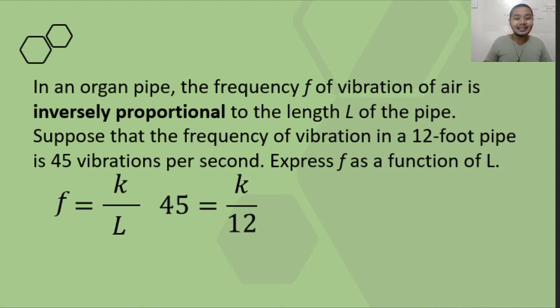Next na gagawin natin dito, isolve muna natin yung constant of proportionality. So in our case, we're going to multiply this equation by 12. So in that case, k will be equal to 540. Ano next na gagawin dyan, using this one, yung f is equal to k over L, palitan lang natin yung k ng 540.